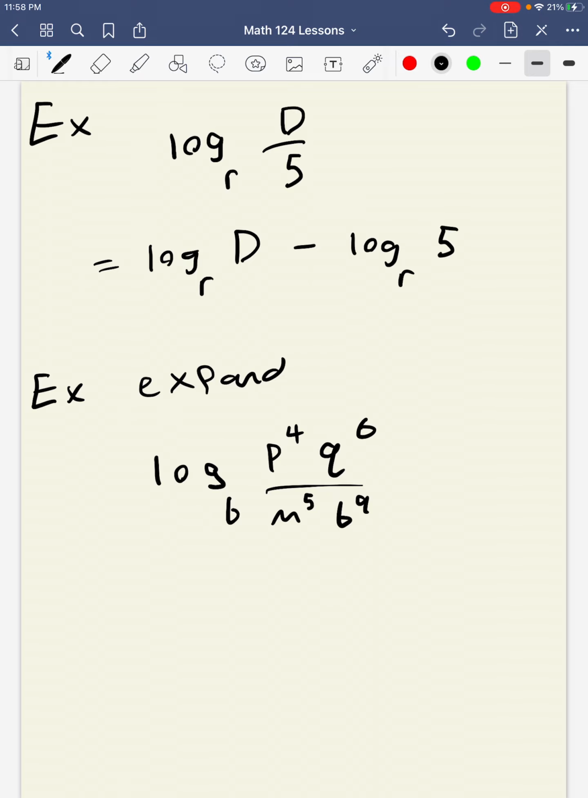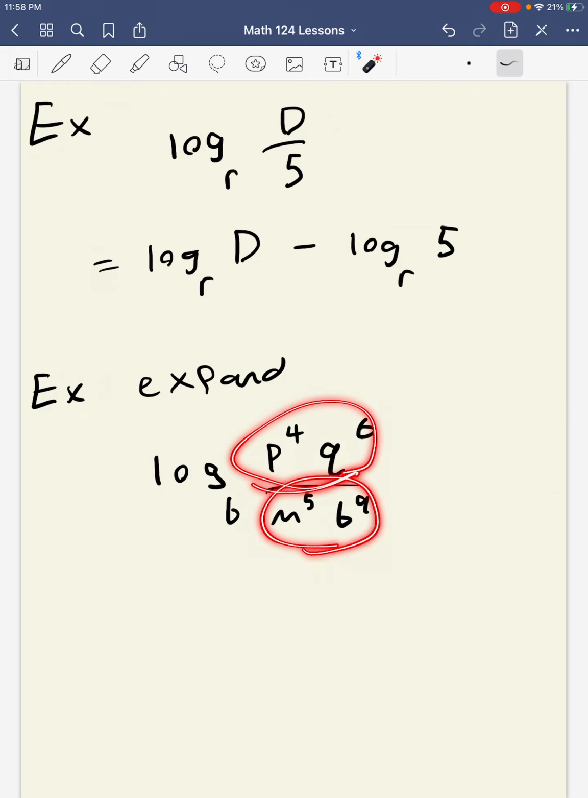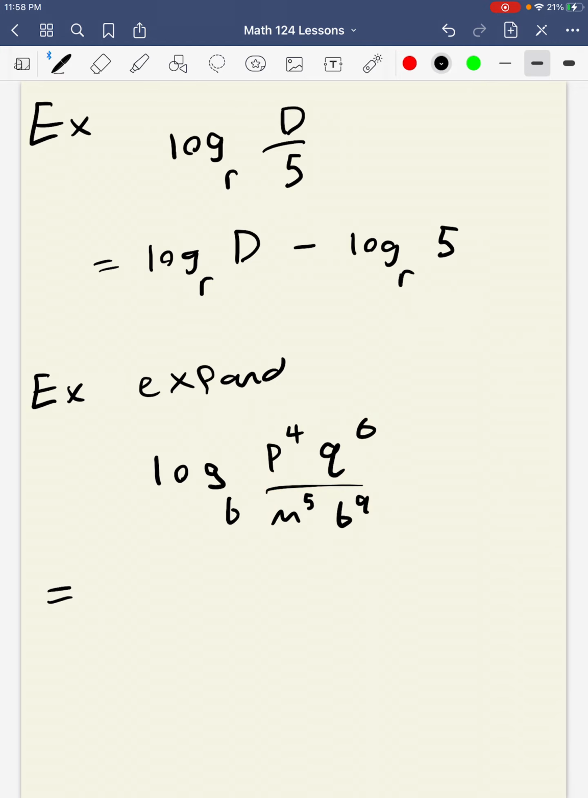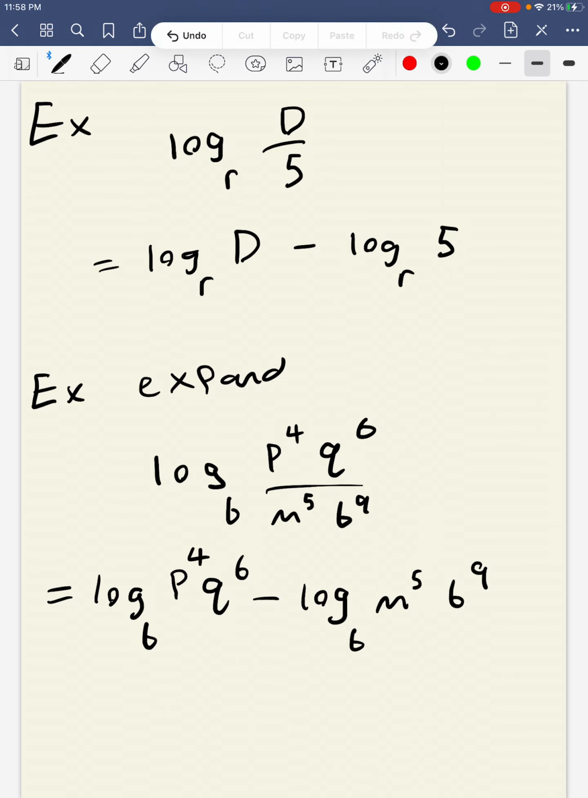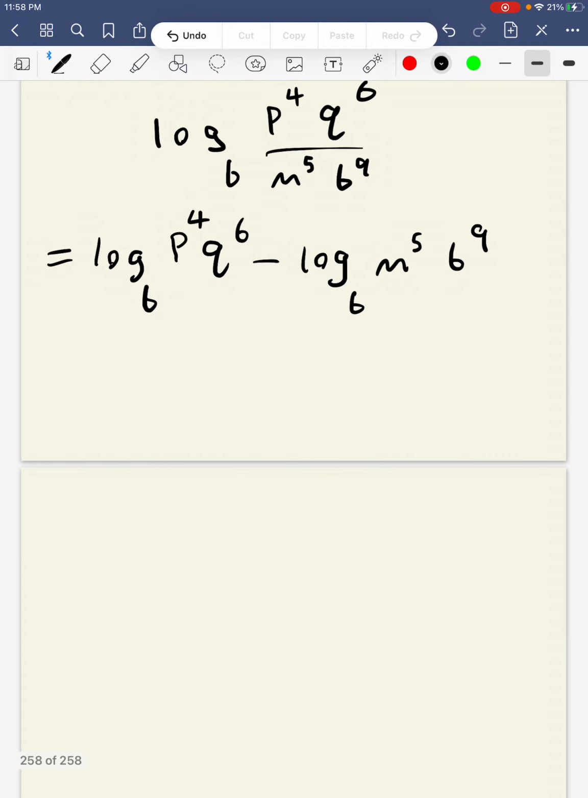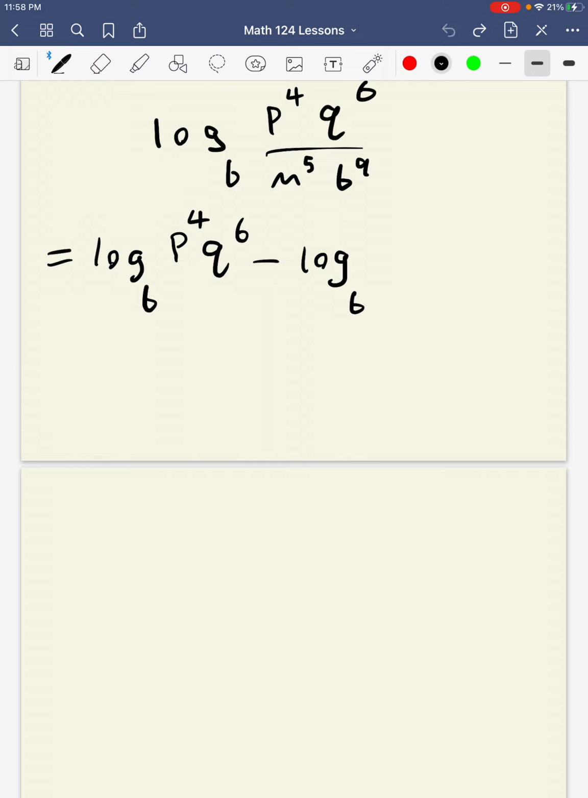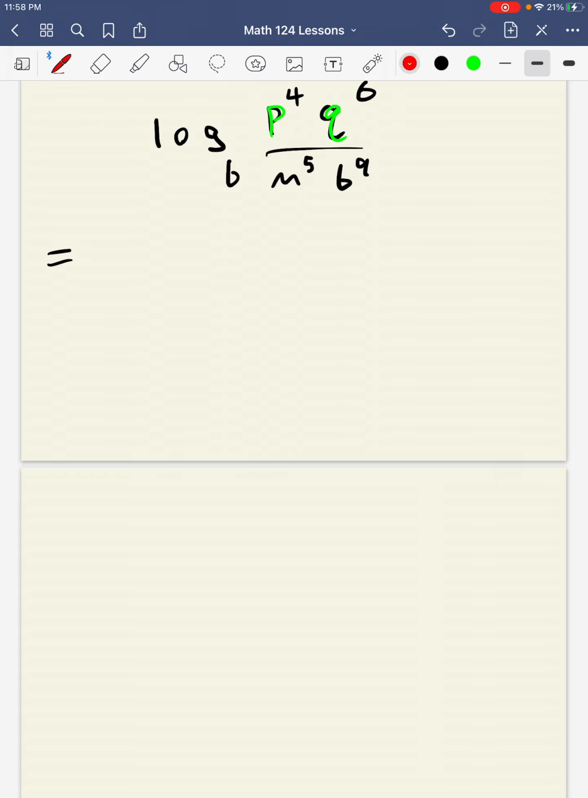Okay, so let's think of this as a division. Firstly, we could use the division rule first. So using the division formula, we do log b of the top minus log b of the bottom. And now we can use the product rule here. So maybe I will color code this. Let's do the top here in green. Let's do the bottom here in red. So we do the top part, and then we do the minus the bottom part.